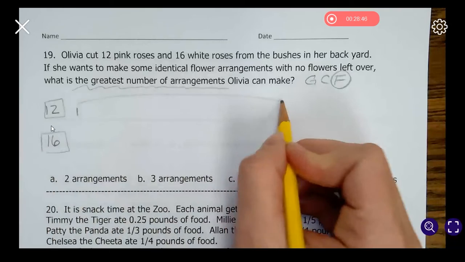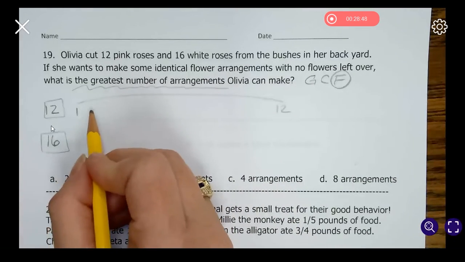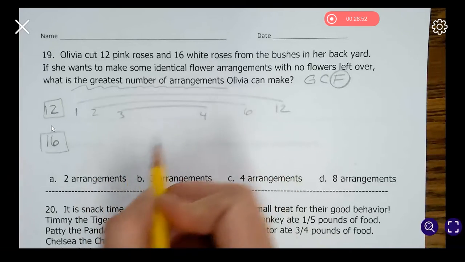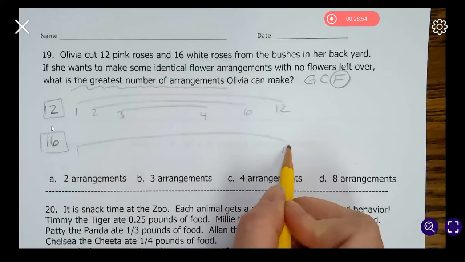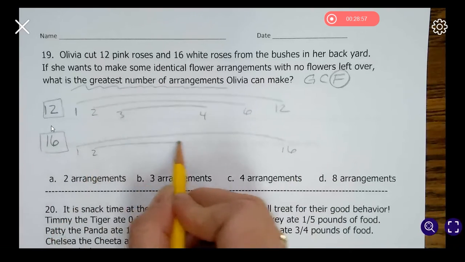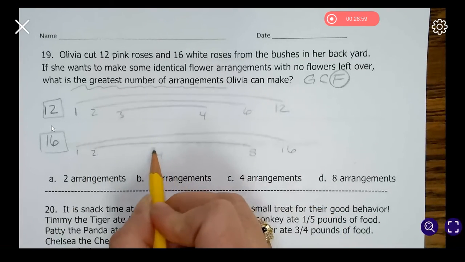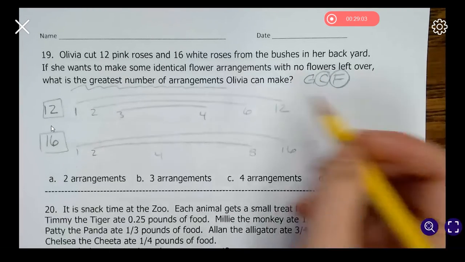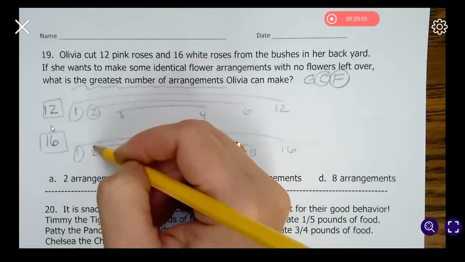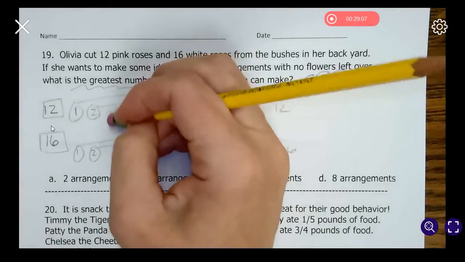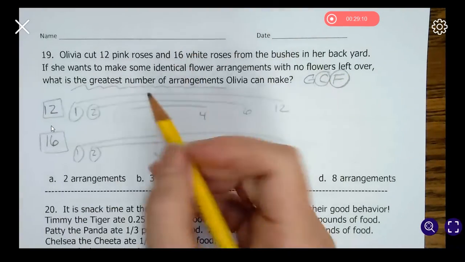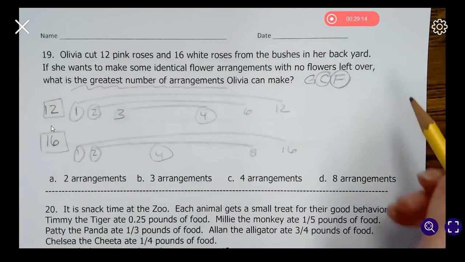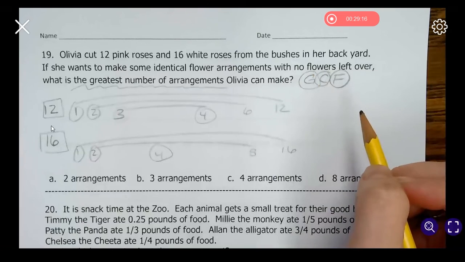1, 12, 2, 6, 3, 4. 1, 16, 2, 8, 4, 4. Now we're going to circle the ones they have in common. Oops, no, not 3. I was moving a little too fast there. 4, 4, okay. And of the ones you circled, 4 is the greatest.